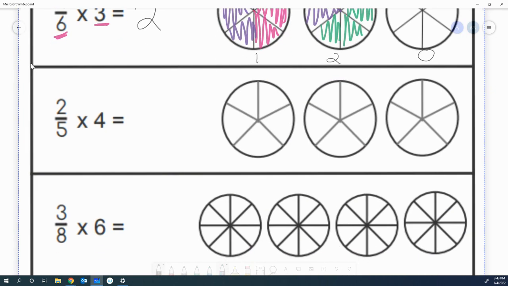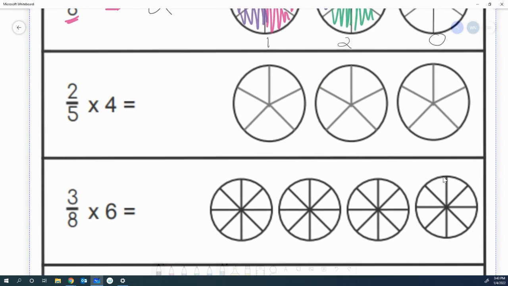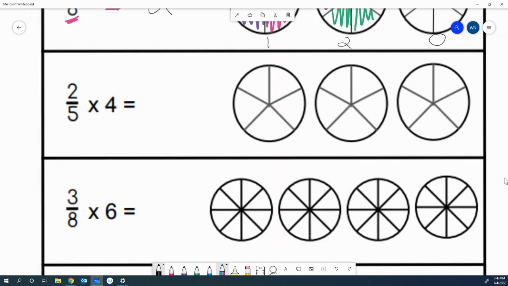Now let's dive into this next one. I want you to do this one on your own. We've got 2/5 times 4. So you're going to be coloring in those 2/5 4 different times, 4 different colors. Go ahead and work it out.